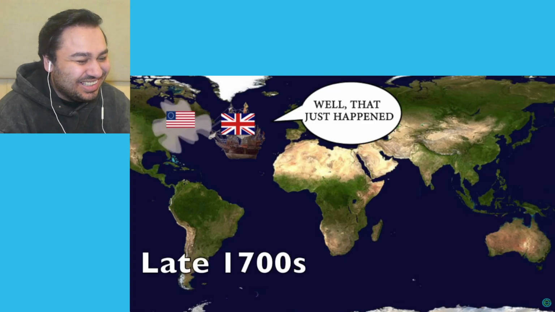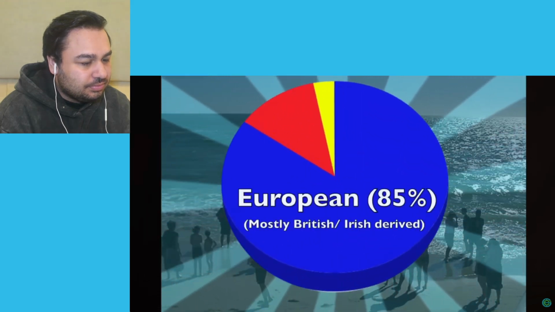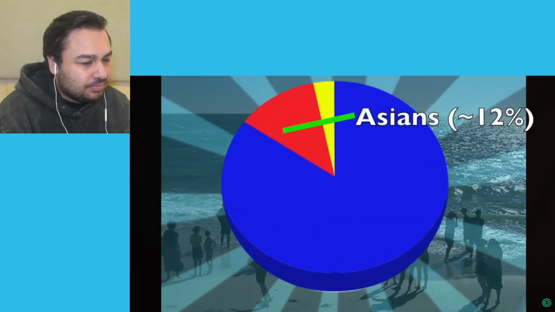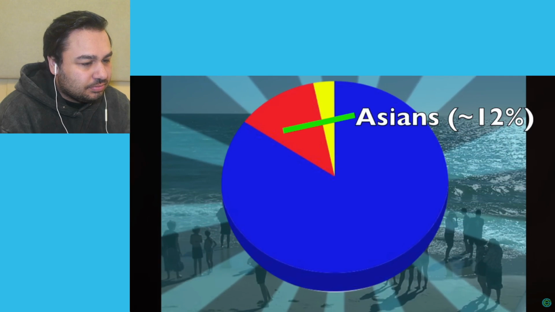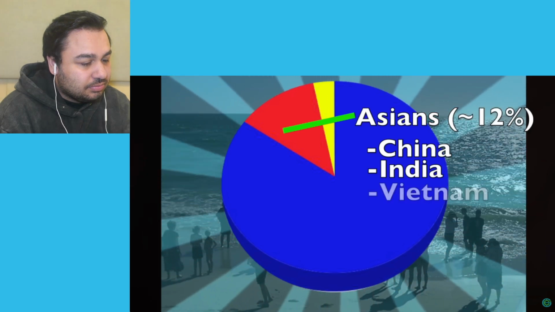After the American Revolution, the UK tried to compensate for lost colonies by re-establishing new ones, and Australia was hot on the list. About 85% of the population is European. Asians make up the next largest minority of about 12%, mostly coming from China and India and other Southeast Asian countries like Vietnam and the Philippines.